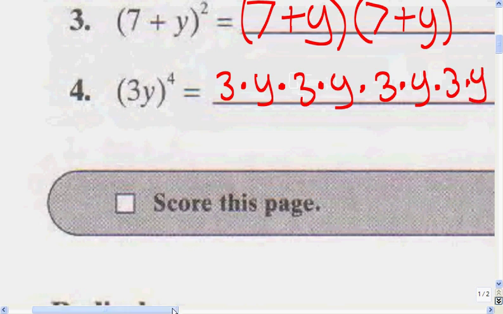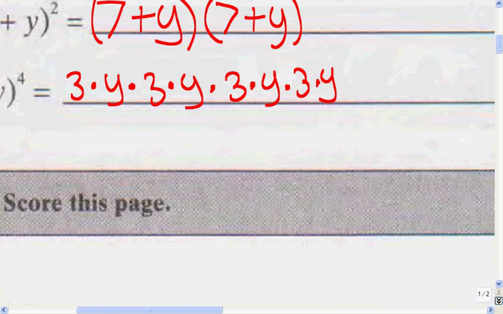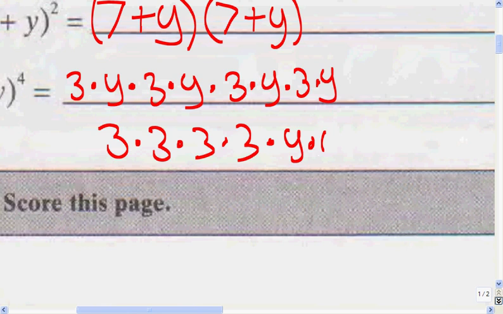Okay. Now, to make this look a little bit neater, we could rearrange the variables and the numbers so that all the numbers are together and all the variables are together. So we could write 3 times 3 times 3 times 3. It's the same thing. See, 4 threes. 1, 2, 3, 4. And then times y times y times y times y. You have the same amount of y's multiplied by the same amount of 3's. When you work it out, your answer comes out the same. It's just that you have a more uniform pattern here where you have all the numbers together and all the letters together.